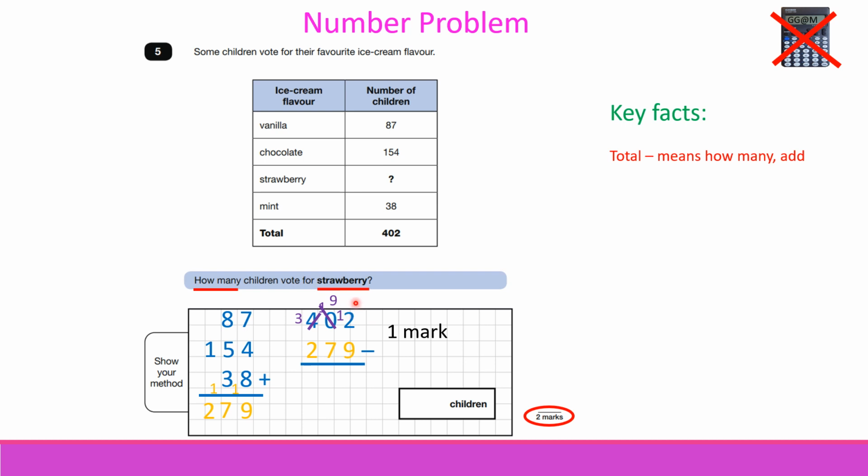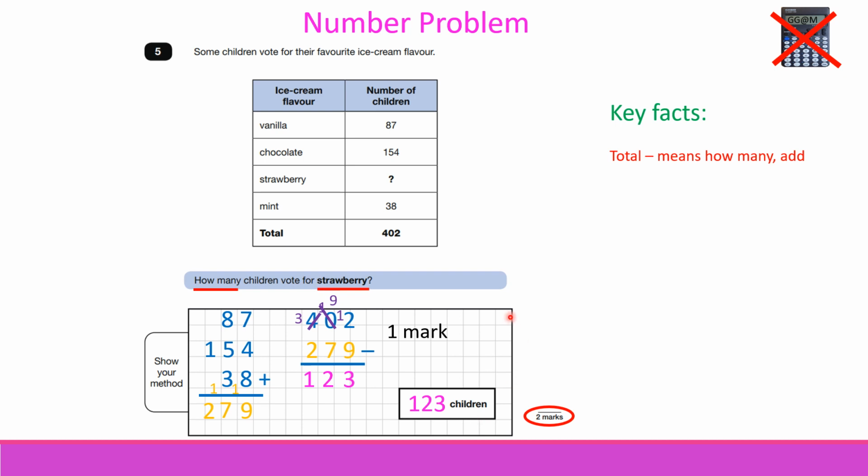So I've now got the number 12 take away 9. Now 12 take away 9 is 3. 9 take away 7 is 2. And 3 take away 2 is 1. Remember to write your answer in the box provided.